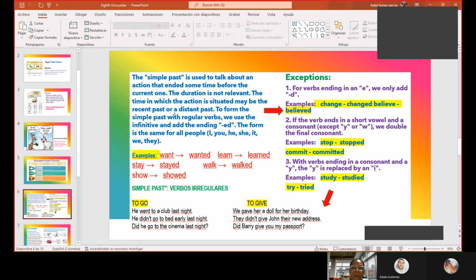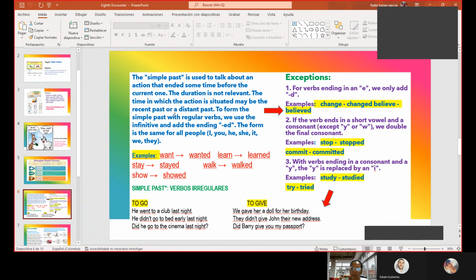We need to remember that we use the simple past when we talk about an action that ended at a time before the current one. The duration is not relevant. The time in which the action is situated may be the recent past or a distant past. To form the simple past with regular verbs, we use the infinitive and add the ending ed. The form is the same for all persons: I, you, he, she, it, we, they.